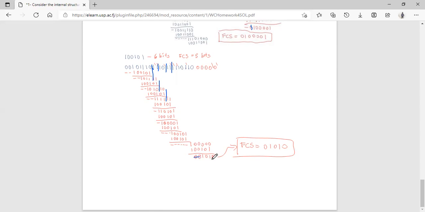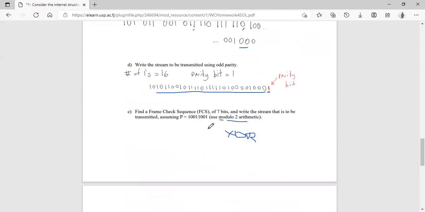So I have 1010. Remember, our frame check sequence has to be 1 bit less than this polynomial. So it has to be 5 bits long. So I have a data of 1010. So I pad it with 1 extra 0 in order to make our FCS 5 bits long, right? So 01010. Okay. So that's how you find your frame check sequence.